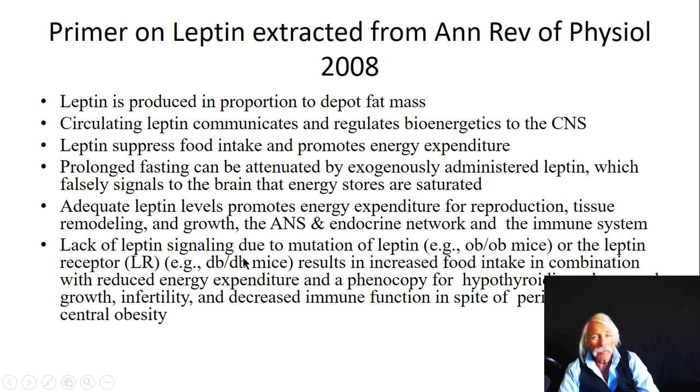But the lack of leptin signaling due to a mutation of leptin, such as in the ob/ob mouse, or the leptin receptor, which is the db/db mouse, results in an increased food intake in combination with reduced energy expenditure, and it's a phenocopy for hypothyroidism, decreased growth, infertility, decreased immune function, in spite of all the peripheral obesity you get from those mice. So leptin is obviously really important here, but we're telling you that Sirtuin supervenes this system.